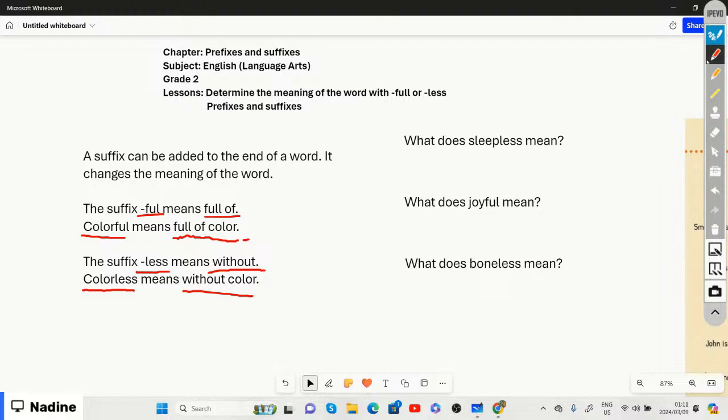A base word, for example, if we look at the word color, is a word that can stand on its own. Another word for a base word is a root word. So color is a base word, and then we have our suffix, which is, for example, full. We add the suffix to our base word, and now it changes the meaning of the word.